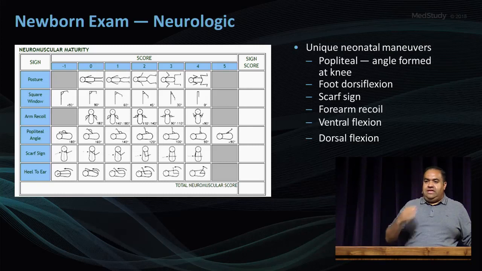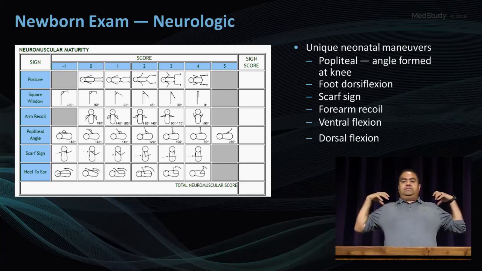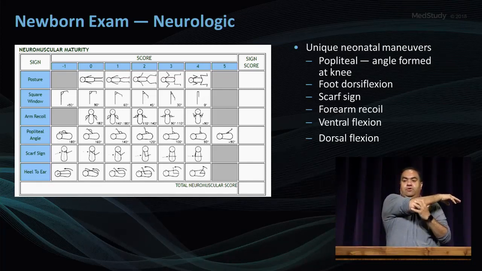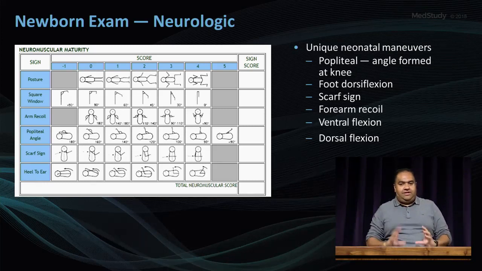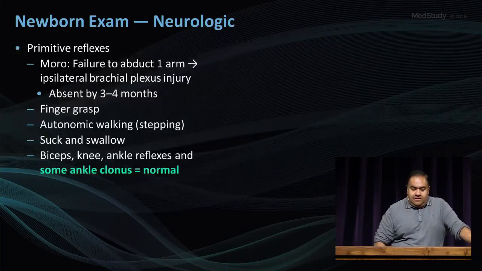Popliteal angle: you take their knee up to their chest and see the angle of the bend. Scarf sign: you have both shoulder blades touching the bed, and you bring their arm over and see how far you can bring it over. And then heel to ear is just flexion at the hip, to see how much flexion the baby has. It'll give you a neuromuscular score to help you give the second half of the Ballard exam.